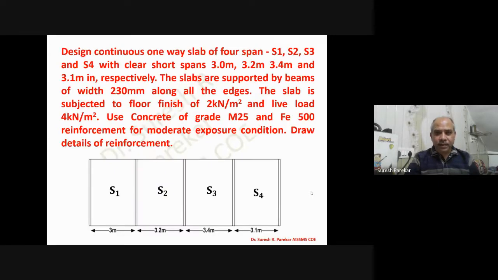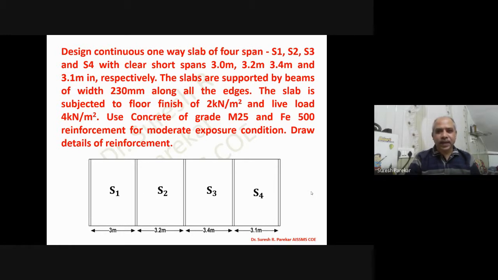Now in case of one-way continuous slab, we have seen we require a minimum of 3 spans, and the smallest span should be within 15% of the largest span. This criterion is satisfied for this problem, because the highest is 3.4, and if we go for 0.15, then that will be less than 3 meters. So it is within both the criteria, and we are not going for any redistribution, so that criterion is also satisfied, so we can use the IS code method.